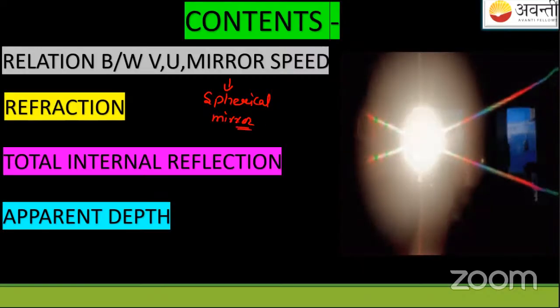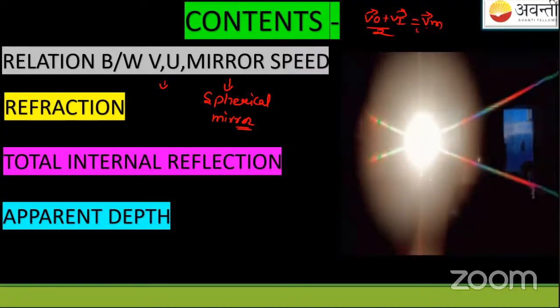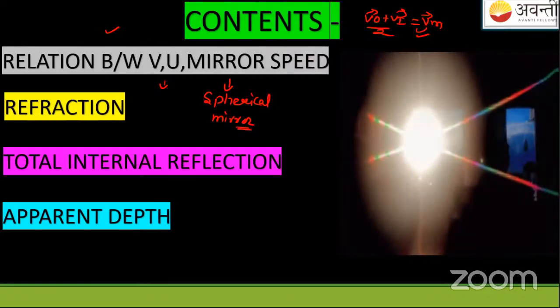Because students, you already know this thing, if you see the previous lectures, when we took this same topic under the category of the plane mirror, we know the formula was: velocity of object plus velocity of image upon 2 equals velocity of mirror. But that was for the plane mirror. Now we again have to find this formula based on this relation, that is u, v, and mirror speed. But here the mirror is a spherical mirror, that is, concave or convex.